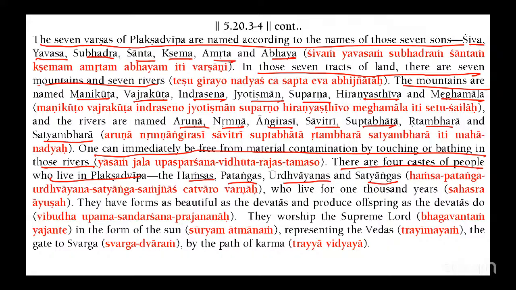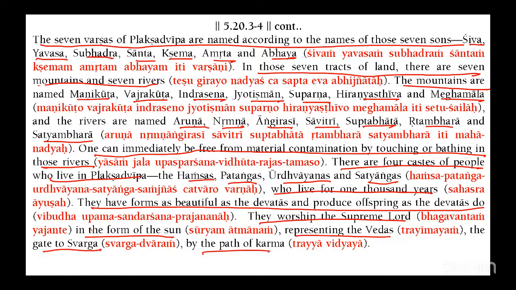So this is like Brahmanas, Kshatriyas, Vaishyas, Shudras. Like that, there are 4 different castes in Plakshadvipa, and they live for 1000 years. They have forms as beautiful as the Devatas and produce offspring as the Devatas do. They worship the Supreme Lord in the form of the sun, representing the Vedas, the gate to Swarga, by the path of karma.